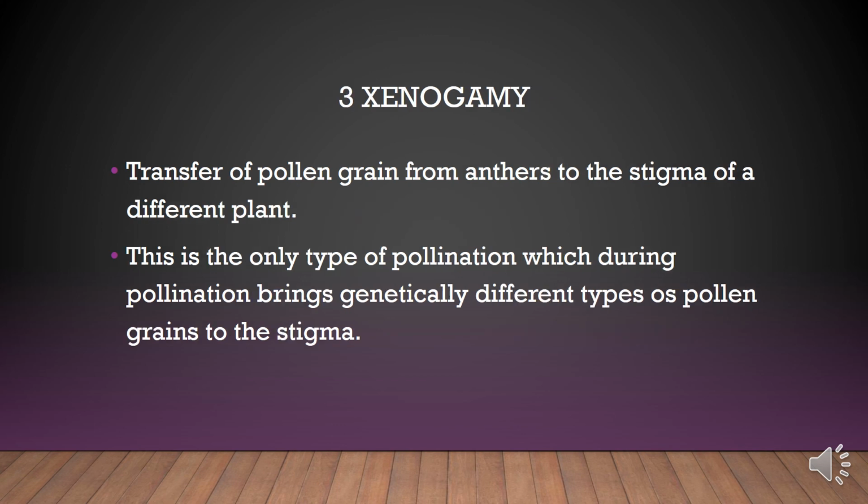Okay. Next is xenogamy. Transfer of pollen grains from anthers to the stigma of a different plant. In this kind of pollination, the plant is different. This is the only type of pollination which brings genetically different types of pollen grains to the stigma, because the plants are totally different.